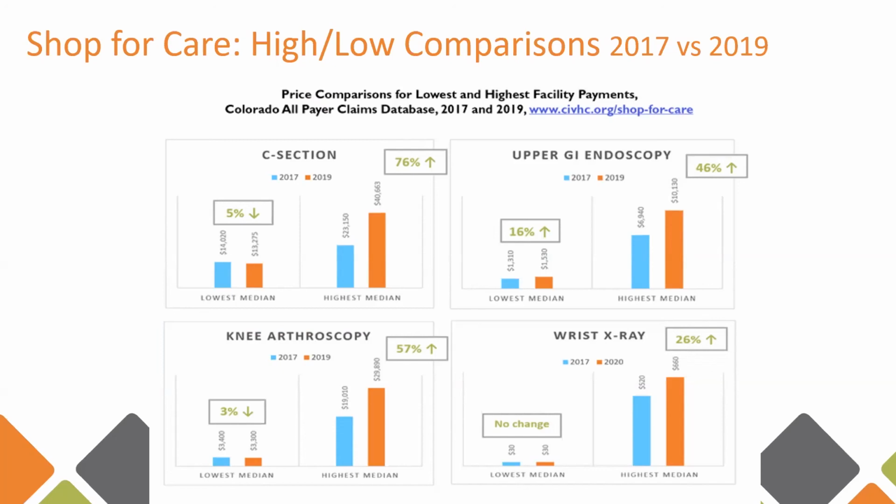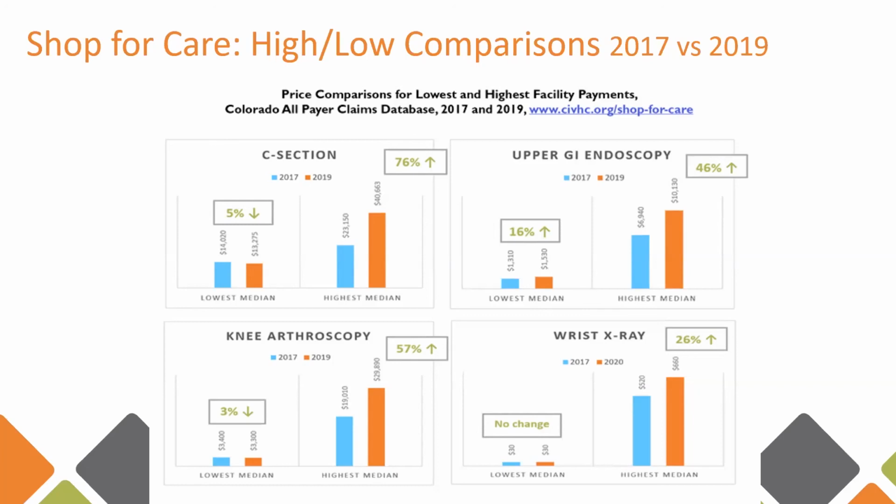And that holds true for C-section, for the upper GI endoscopy also, for the knee arthroscopy, and for the risk test rate. And this risk test rate is something very, very simple, but you can see how the spread increased. And the upper GI endoscopy is also a very common procedure that a lot of us are going to have at some point. So it's good to know how much it's going to cost and why the variation is happening.